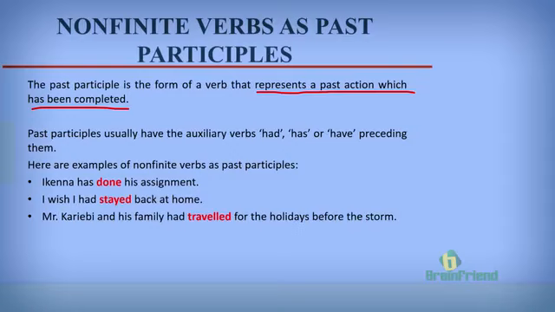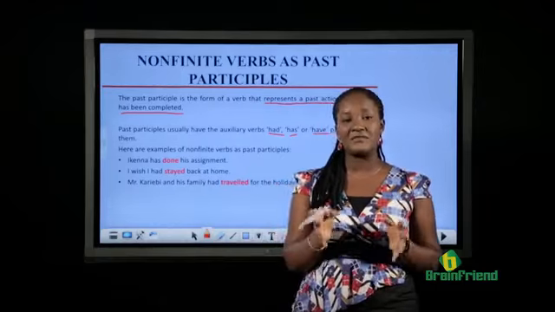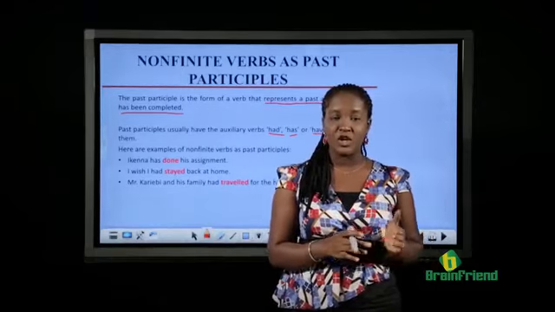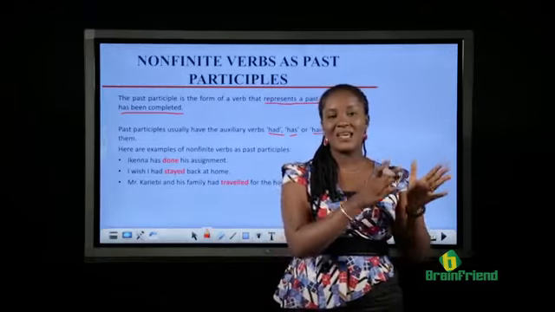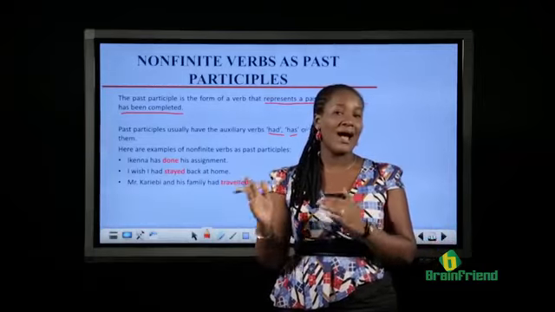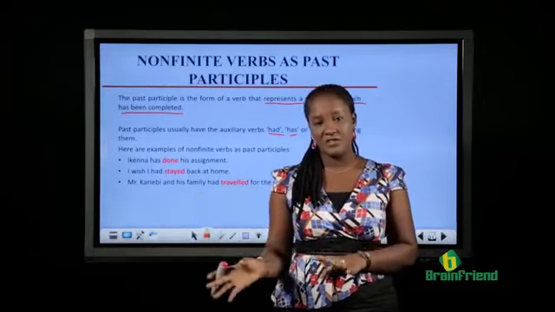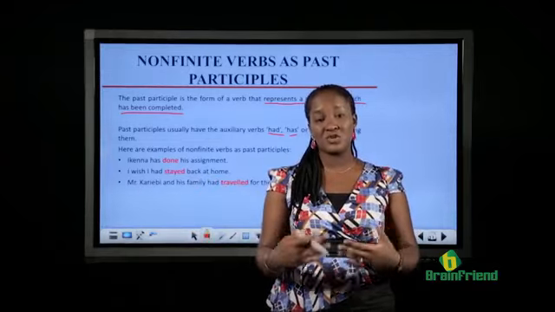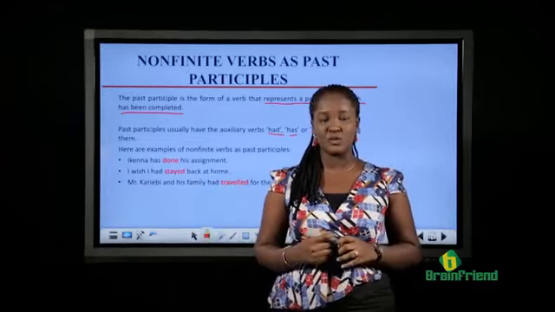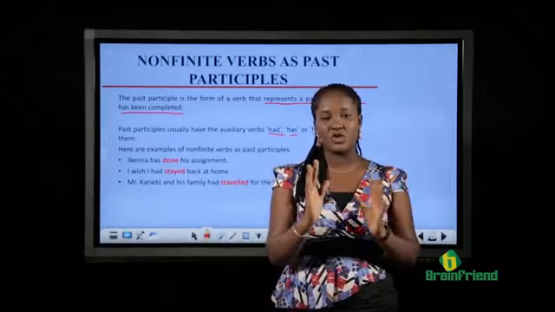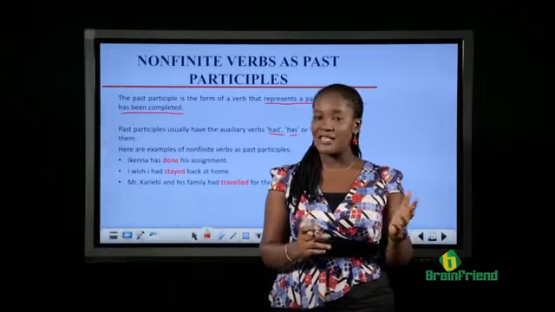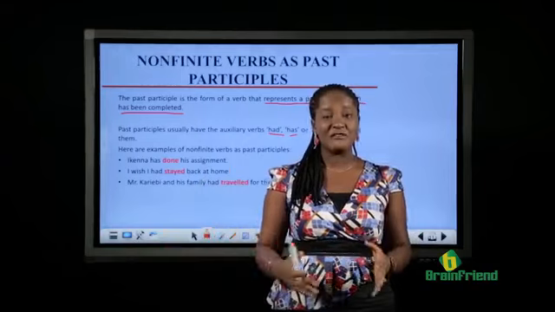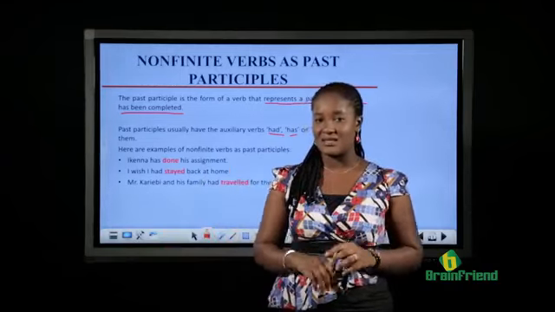Past participles usually have the auxiliary verbs had, has, or have preceding them. What this means is that when you find a verb in past participle, you must have the auxiliary verbs have, has, or had before such verbs. So if you want to say a verb in past participle, simply place any of those auxiliary verbs have, had, or has before the verb. And then the form of the verb you realize is the past participle.